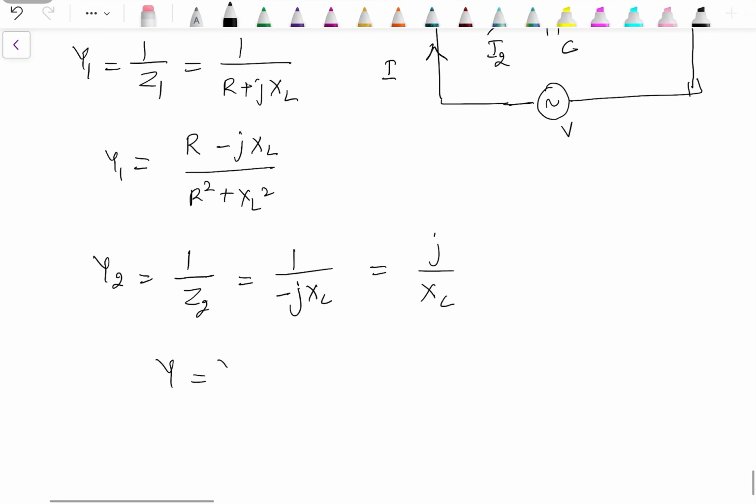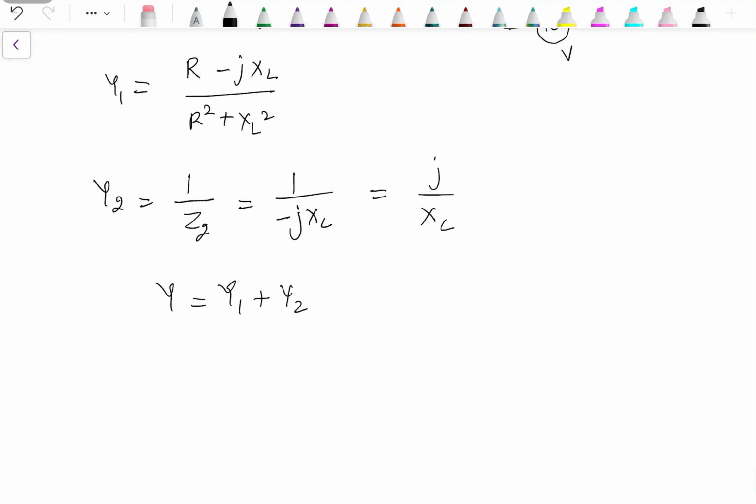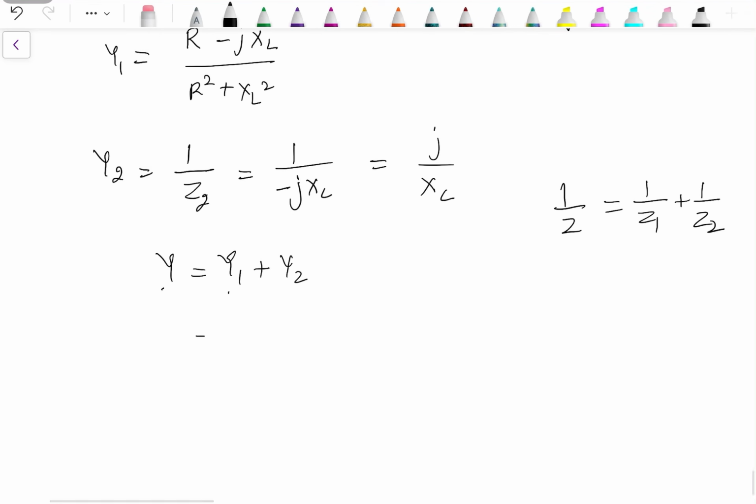Now the net admittance Y will be equal to Y1 plus Y2. Now how do we come across this? 1 upon Z is equal to 1 upon Z1 plus 1 upon Z2. 1 upon Z is Y, 1 upon Z1 is Y1, 1 upon Z2 is Y2. Let's use the value of Y1, R minus j XL upon R square plus XL square, plus Y2, which is j upon XC.